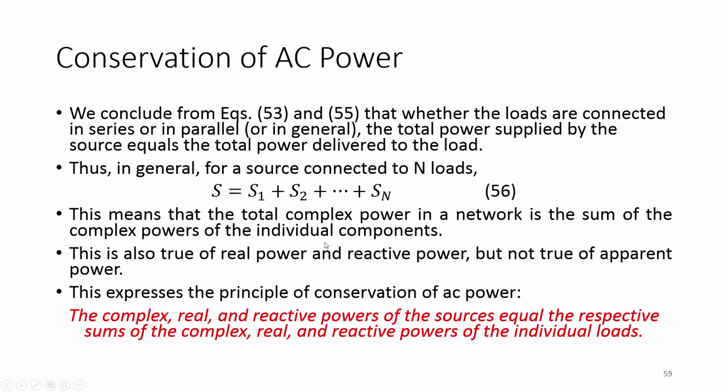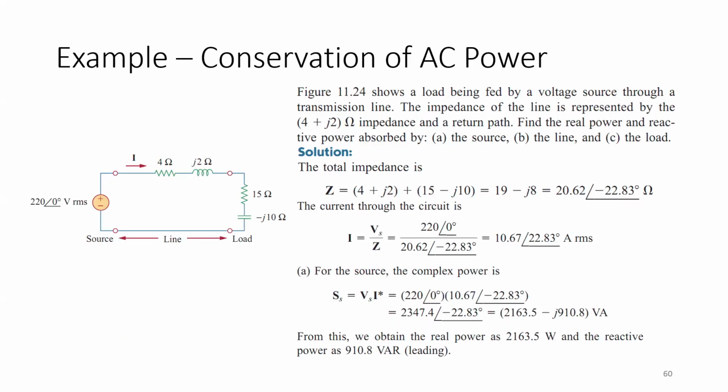Similarly, the complex, real and reactive power of the sources equal the respective sum of the complex, real and reactive power of the individual loads. There is no loss of active, reactive or complex power in electric circuits, whether AC or DC. And this example actually explains about this conservation of AC power.